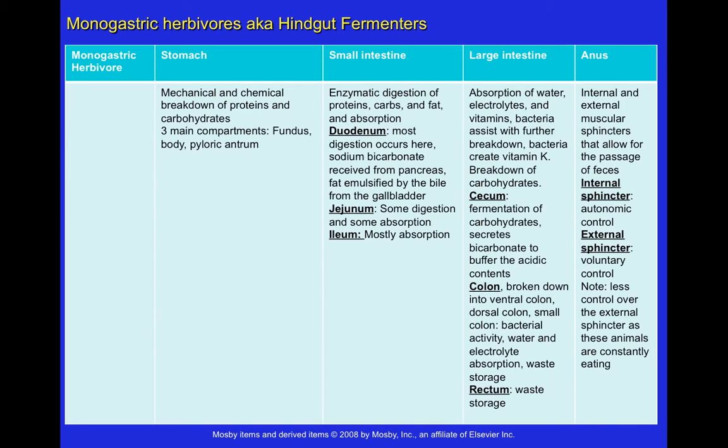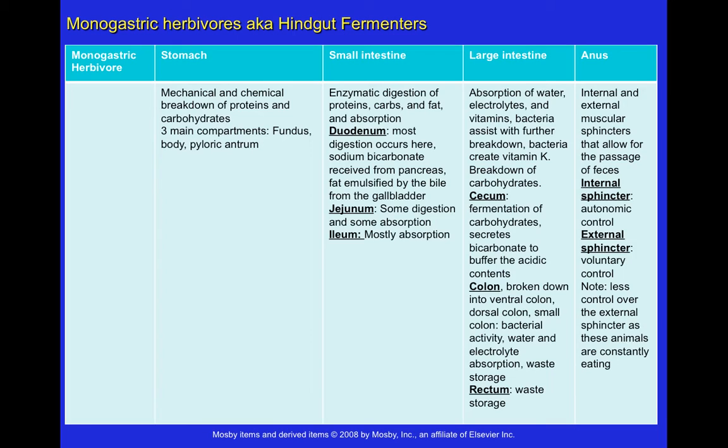So this is where they differ, right here: the cecum. In us, and dogs and cats, the cecum is very poorly developed. It doesn't do a lot of work. In hindgut fermenters, hence the name, hindgut, the lower aspect of their gut, the cecum plays the main role in fermentation of carbohydrates, and it secretes bicarbonate to buffer the acidic contents. So a lot of enzymatic breakdown and fermentation occurs in the cecum.